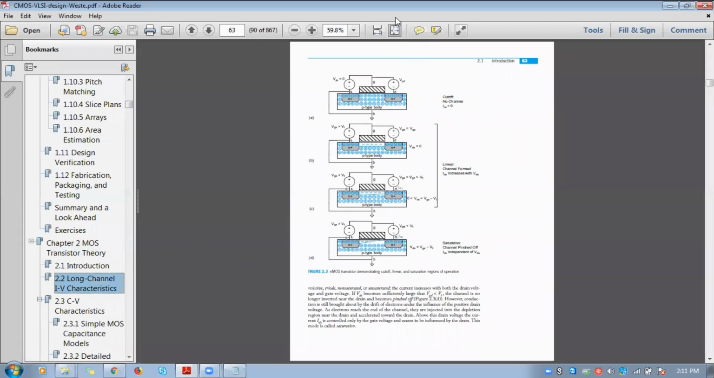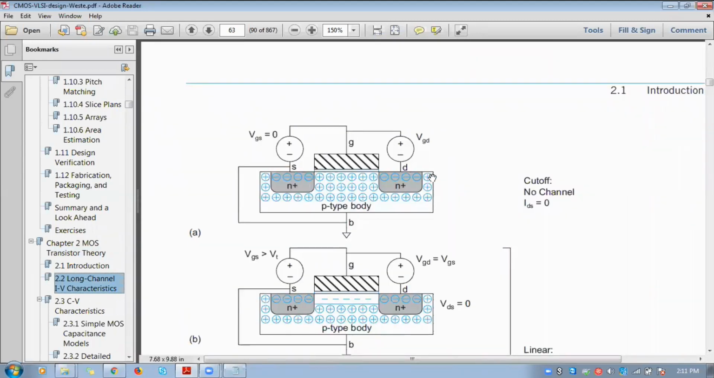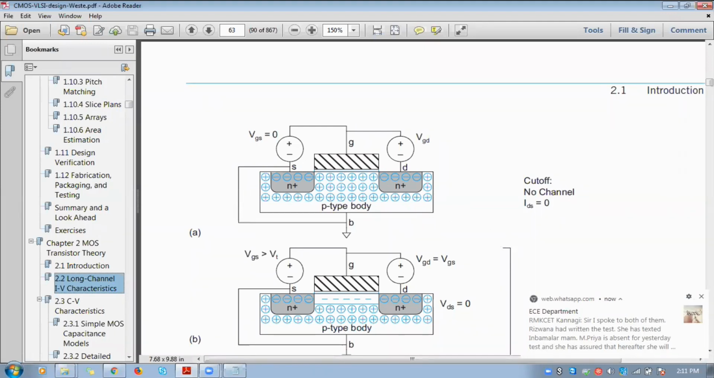Then we have to see the conditions for making the transistor operate in the cutoff region, linear region, as well as saturation region. We have already seen some sums in IAT one. They will give some voltage conditions, and we have to specify whether the transistor is working in the saturation region or the linear region. That we have to specify, right? That is based on these concepts.